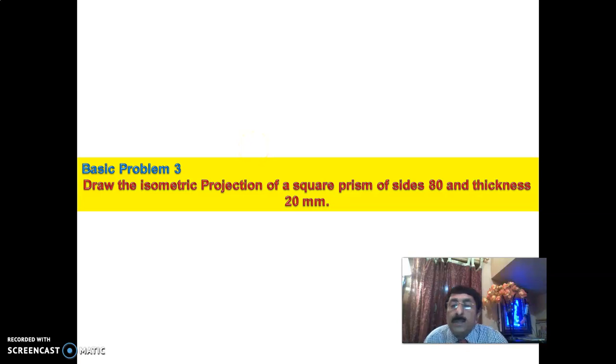Now here we'll touch upon basic problem 3. Here what I have said is just draw the isometric projection of a square prism of sides 80, and when height is less than the sides, they'll normally call it the thickness 20. Thickness 20 is the same as height 20. Okay. Now it is isometric projection.